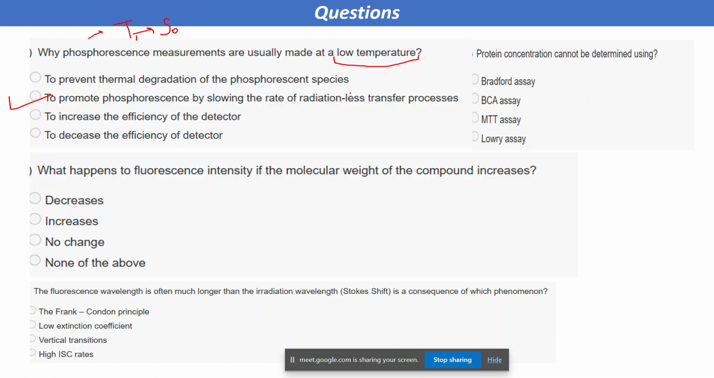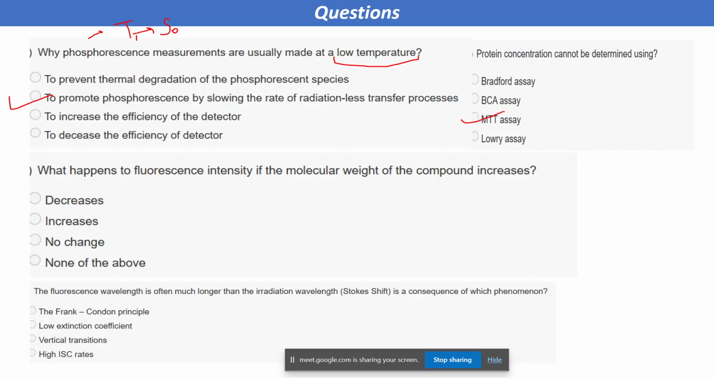Now next question, protein concentration cannot be determined using Bradford assay, BCA assay, MTT assay, or Lowry assay. What is the answer? MTT assay.